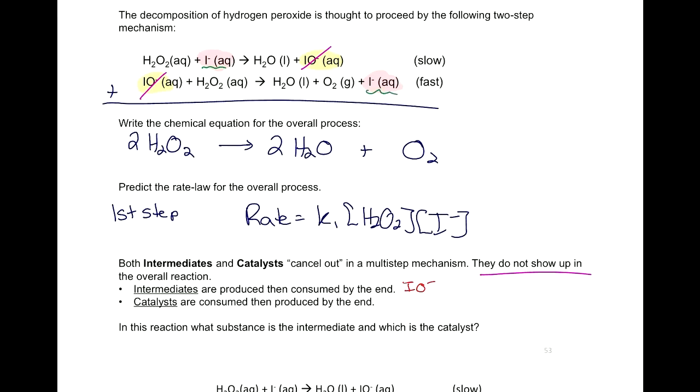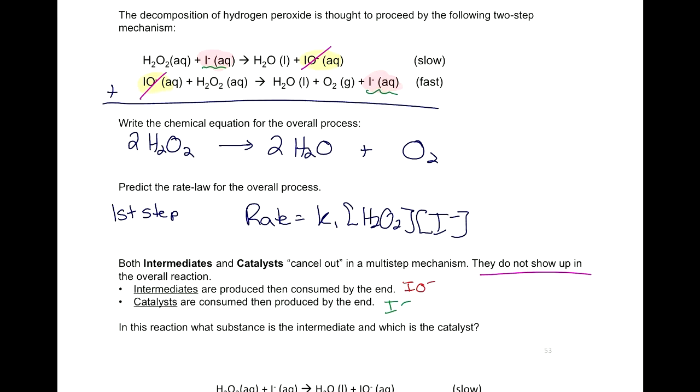I minus cancels out differently, where it is consumed in the first step and then reproduced at the second step. So I like to think, okay, catalysts are reactants then products, but intermediates are products then reactants in those steps. So we see that I minus, because it's consumed and then produced by the end of the reaction, is a catalyst in this reaction. Both of them cancel out, but we have to be cognizant of how they're added to the reaction to identify whether it's an intermediate or catalyst.